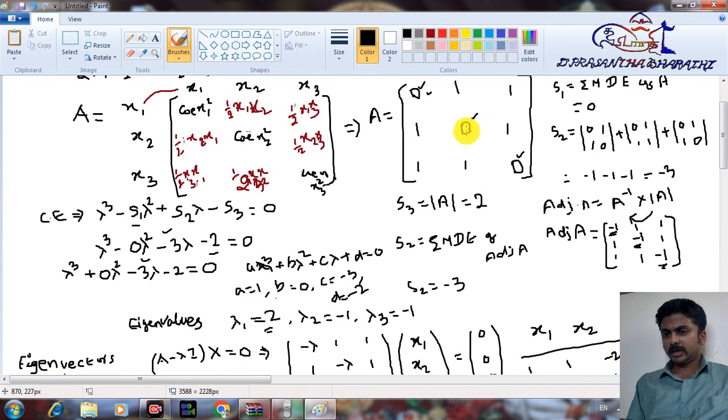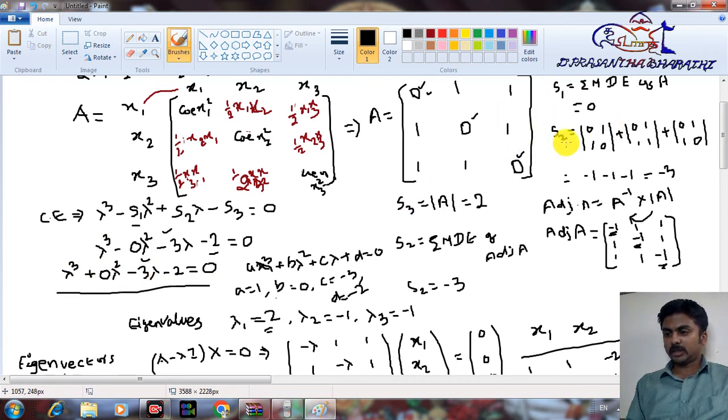In matrix A we have 0 1 1 1 0 1 1 1 0. For this we have obtained the characteristic equation as lambda cube, then 0 lambda square minus 3 lambda minus 2. Since this characteristic equation has positive, 0, and negative terms, or it can simply be said that it has both positive and negative terms, it is called indefinite.